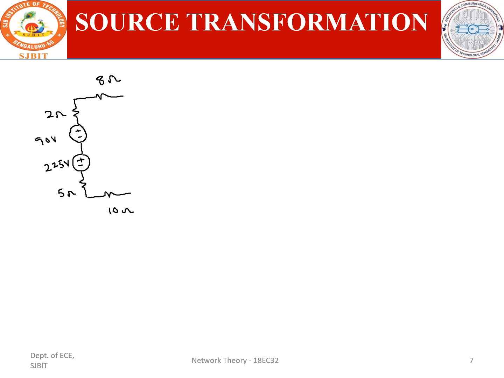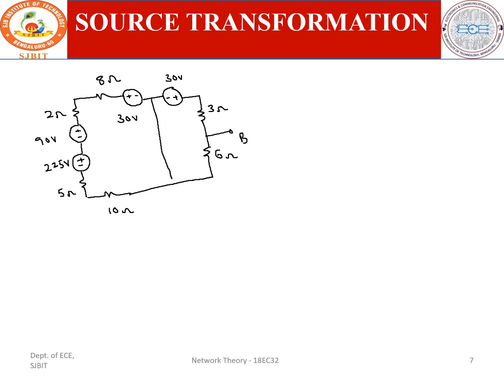8 ohm. Here they are written as plus minus. This is for 30 volt, and here it is minus plus, that is 30 volt, and there will be a resistance here, and this is 5 ohm, 10 ohm, and this is 6 ohm. This is 6 ohm, and this is 3 ohm, and this is the point B, and here these two points are shorted.